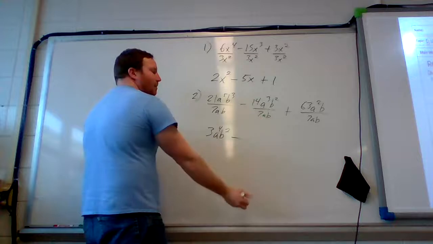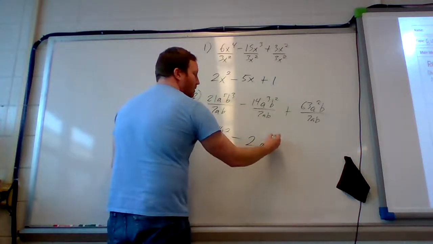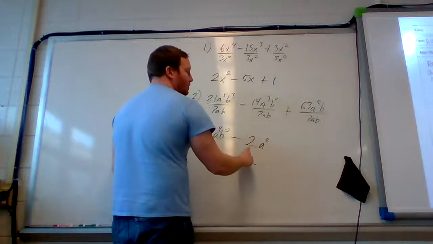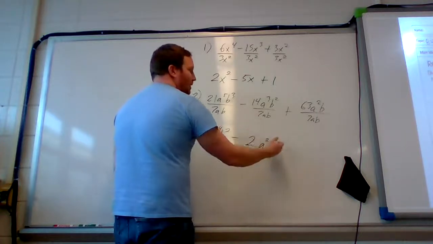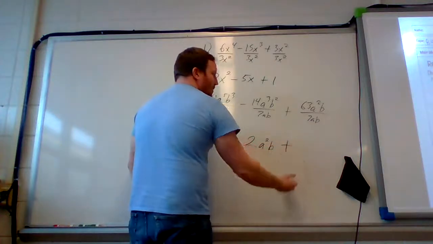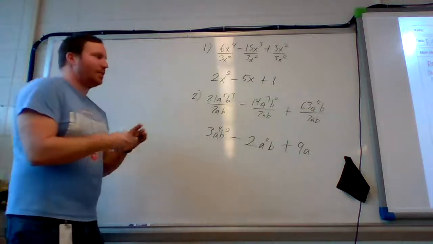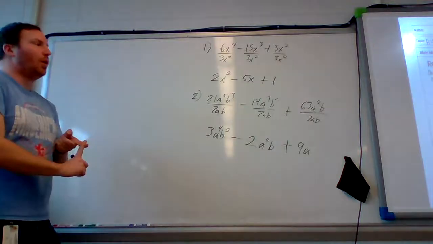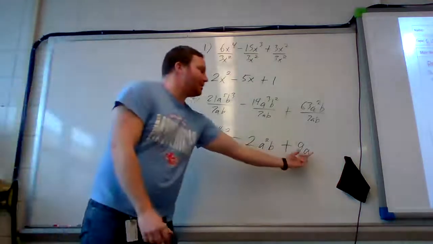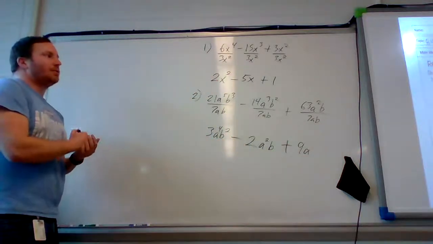Minus 14 divided by 7 gives us a 2. 2a squared and b. And then plus 9a, right? The b's cancel each other out, meaning there'd be a 1 left over. Of course, 1 times anything is just that other anything. So that's our monomial division.